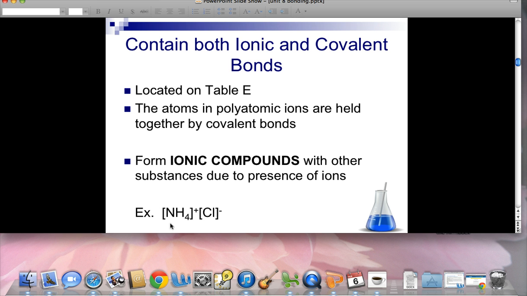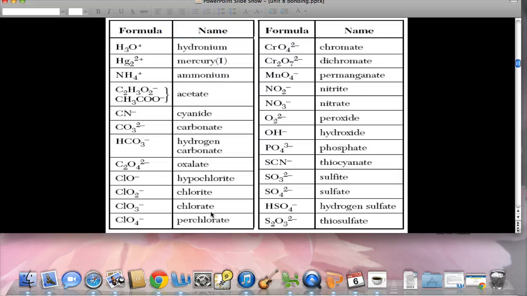So ammonium, NH4, has a +1 charge, and chlorine wants to have a -1, so it can have the perfect octet. So what happens is the ammonium ion freely gives away an extra electron to chlorine. Since they are not bonded together covalently, because they don't share the electrons, this is considered an ionic compound.